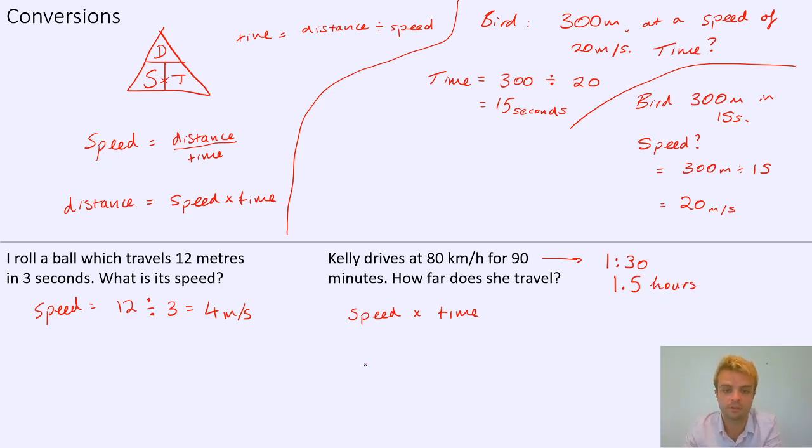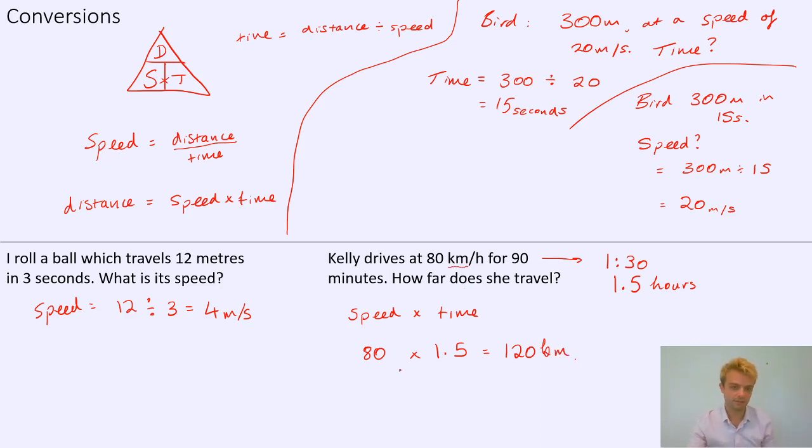I can do speed times time. I can take my 80 kilometers per hour, which is the speed, multiply it by how many hours I was traveling for, and 80 times 1.5 is 120. But again, 120 what? 120 meters, miles? Well, the unit of distance that I have in my question is kilometers. So it's going to have to be 120 kilometers.